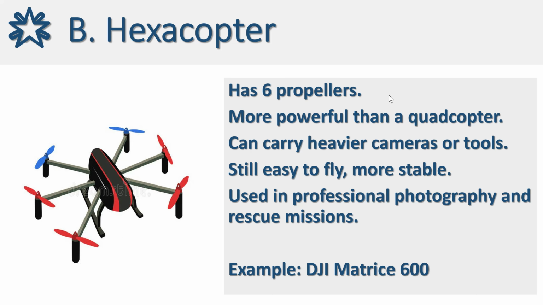We move forward to the hexacopter. A hexacopter has six propellers, is more powerful than a quadcopter, can carry heavier cameras or tools, is still easy to fly, more stable, and is used in professional photography and rescue missions. Example: DJI Matrice 600.